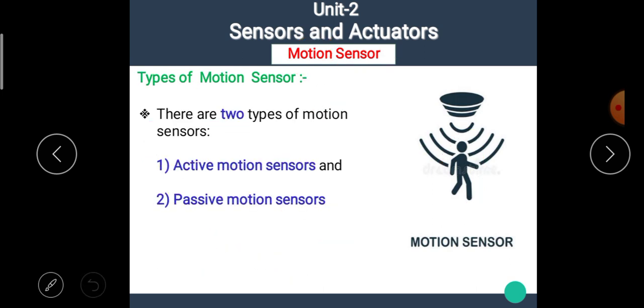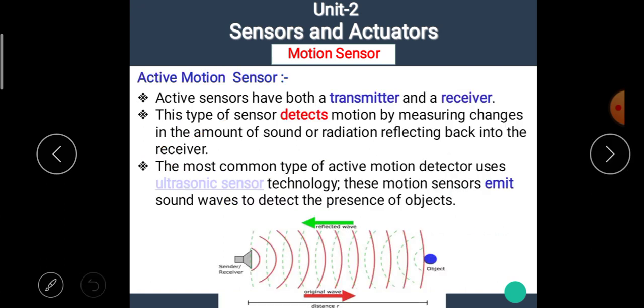There are mainly two types of motion sensor. The first one is the active motion sensor and the second one is the passive motion sensor. Let's see what is meant by active motion sensor and passive motion sensor one by one. First one is the active motion sensor. Active sensors have both a transmitter and a receiver in them. That means active sensors are of the type transceivers.